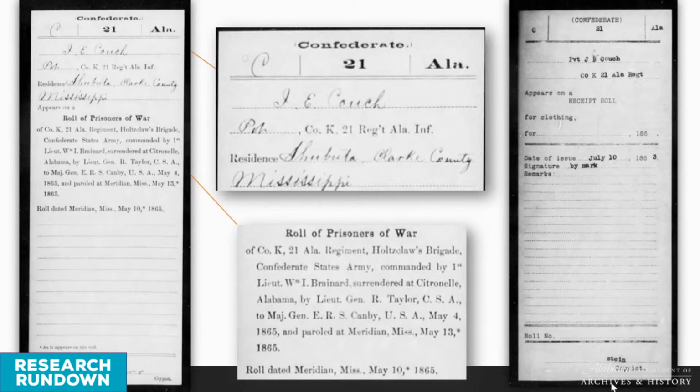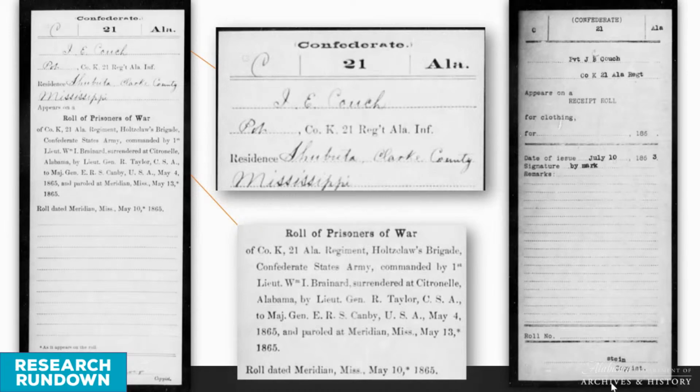The middle area of the card explains how Couch became a prisoner of war. It reads, as part of Company K, 21st Alabama Regiment, Holtzclaw's Brigade, Confederate States Army, commanded by First Lieutenant William I. Brainerd, surrendered at Citronelle, Alabama, by Lieutenant General R. Taylor, CSA, to Major General E.R.S. Canby, USA, May 4, 1865, and paroled at Meridian, Mississippi, May 13, 1865.